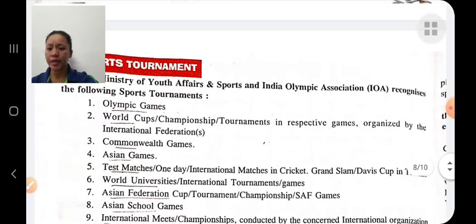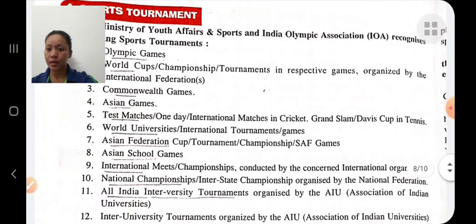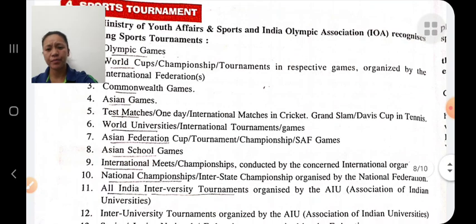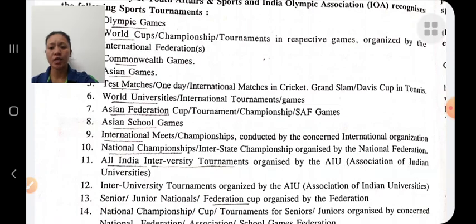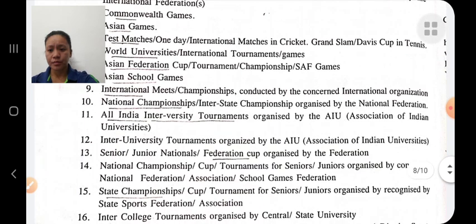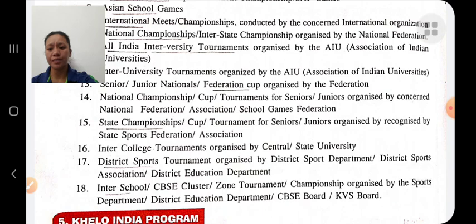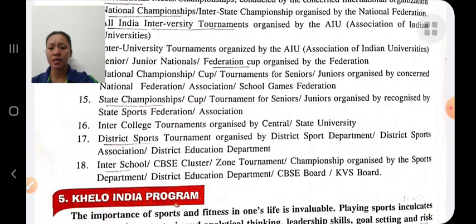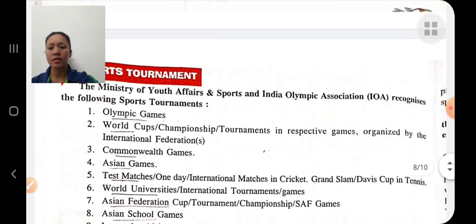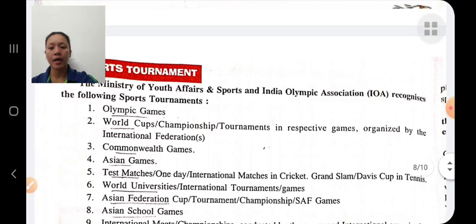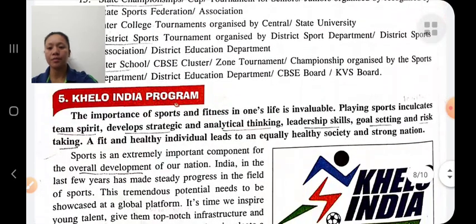Some tournaments are Olympic Games, World Cup, World Championship, World Tournament, Commonwealth Games, Asian Games, International Match, University Games, Asian Federation Tournament, Asian School Games, International Championship, National Championship, Senior Championship, Junior Championship, Inter-India, inter-university tournament, state championship, district championship, inter-school championship, CBSE clusters, zone tournament, etc. These are the tournaments which are recognized by the Ministry of Youth Affairs and Sports and the Indian Olympic Association.